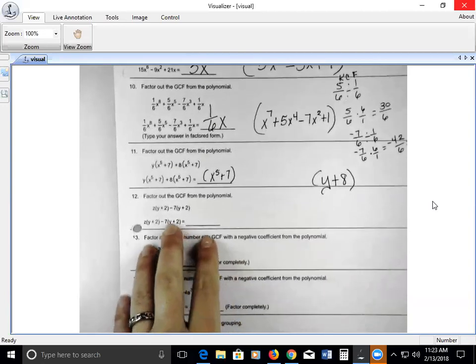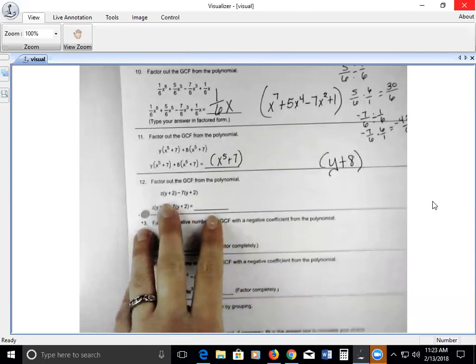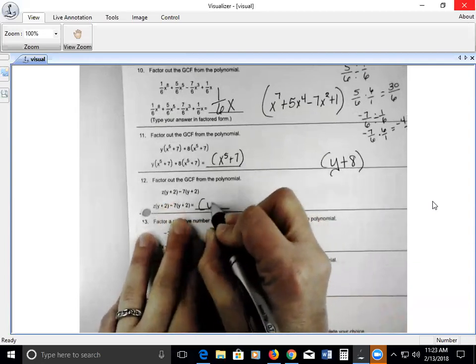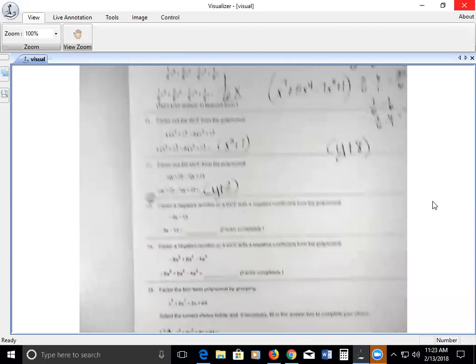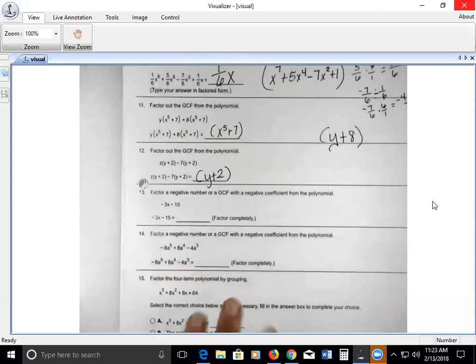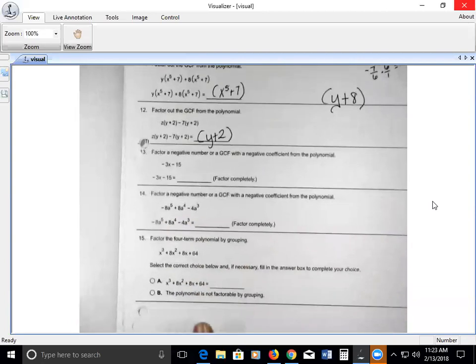Okay, looking at 12. What's your GCF in 12? Y plus 2. What's your remainder? There you go. You are getting it. Okay, 13. Put a star next to 13 for 2 reasons. Put a star next to 13, put a star next to 14.